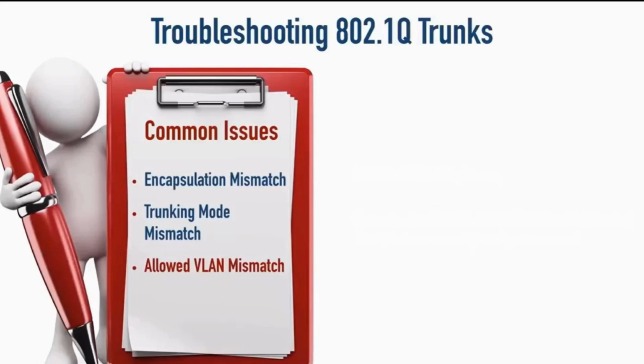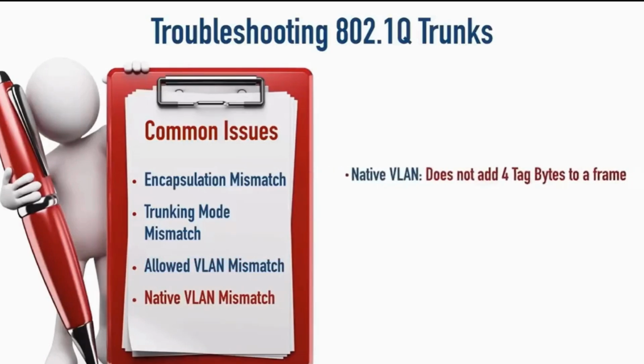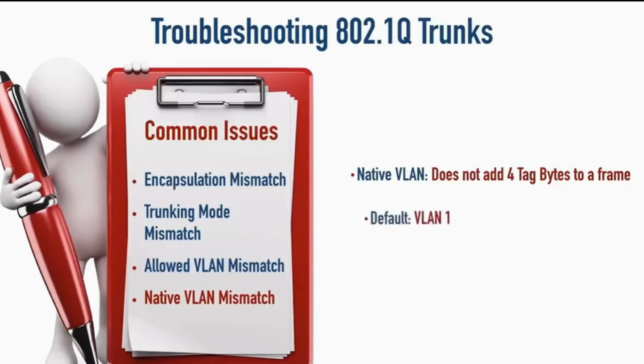Something else that needs to match on each end of a trunk is the native VLAN. Remember that a native VLAN is that special VLAN within a .1Q trunk that does not add those 4 tag bytes to a frame. It's an untagged VLAN. There's no VLAN identifier. Whatever the native VLAN configuration of the switch port, that's what determines the native VLAN. And by default, it's going to be VLAN 1.